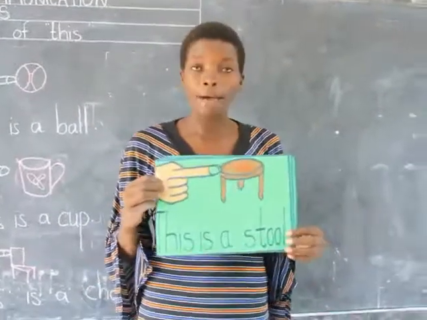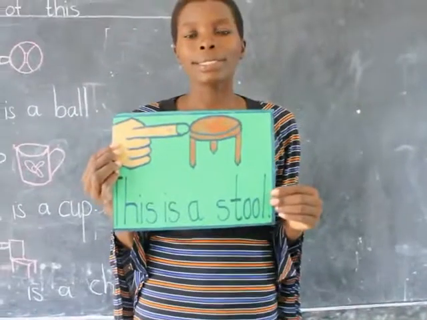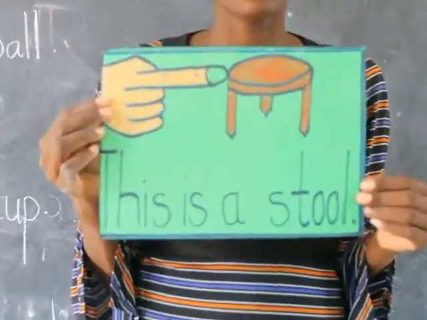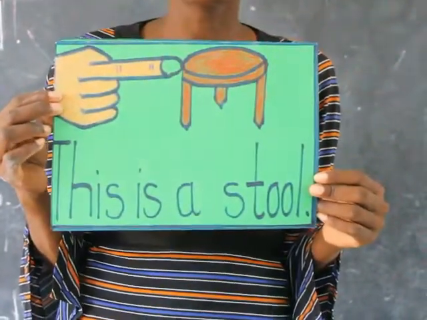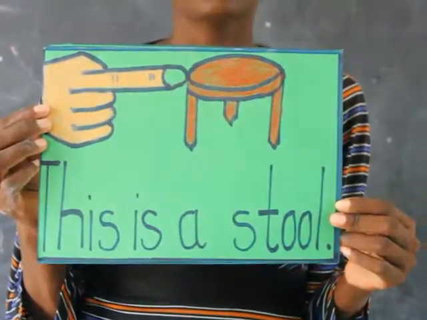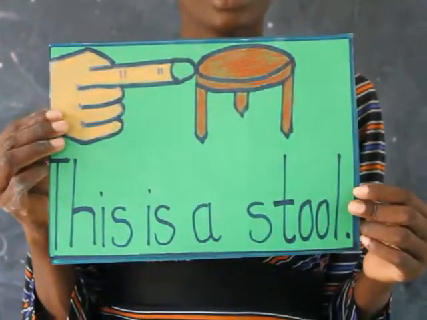In here, I have a finger pointing at a picture known as the stool. This finger is touching the stool. So I read down there as this is a stool. I repeat, this is a stool.